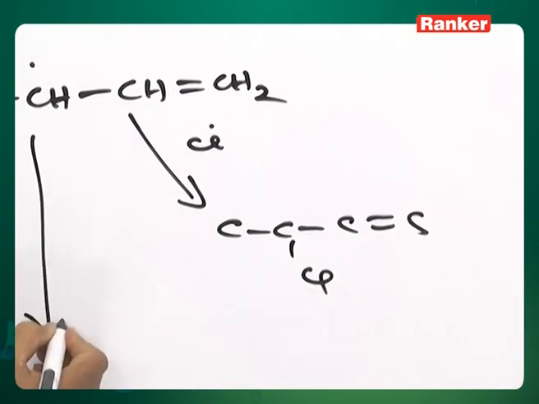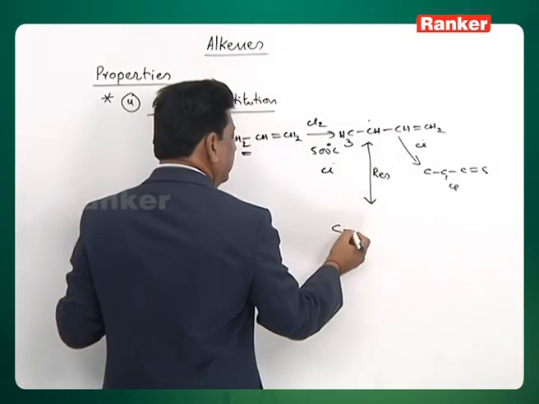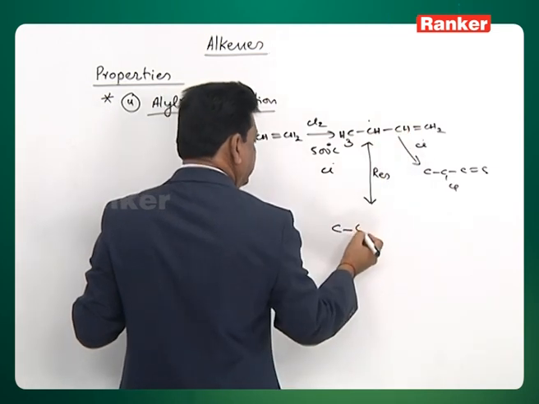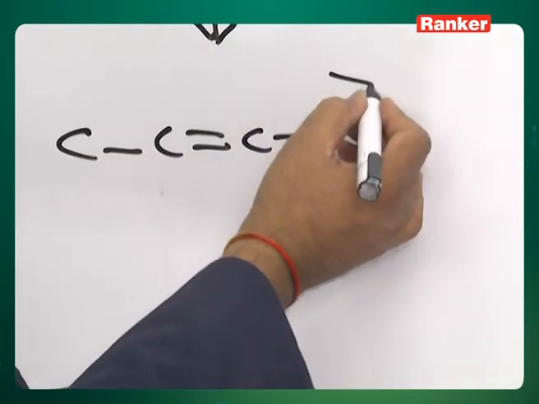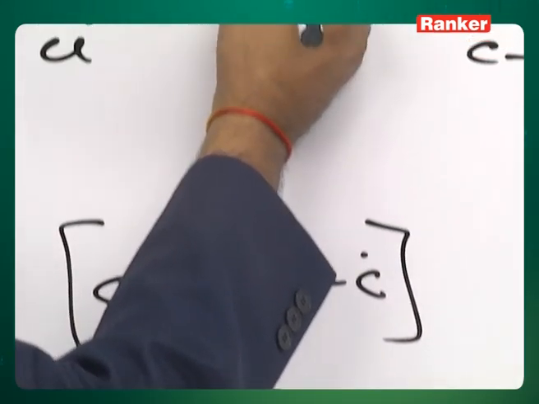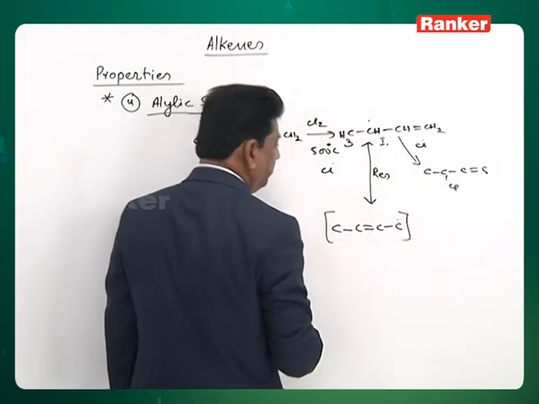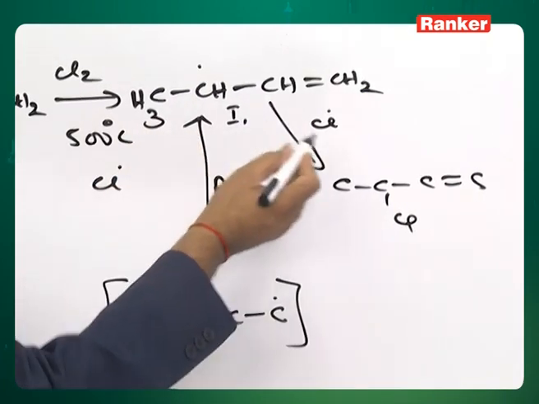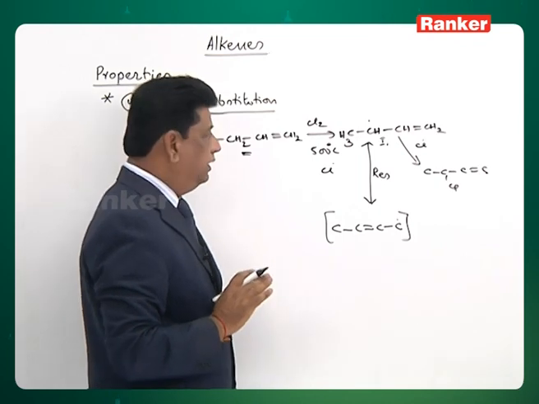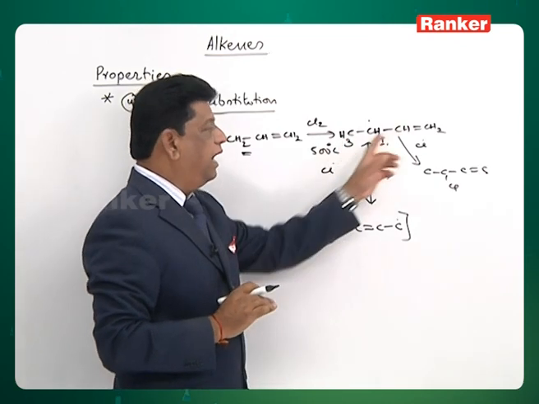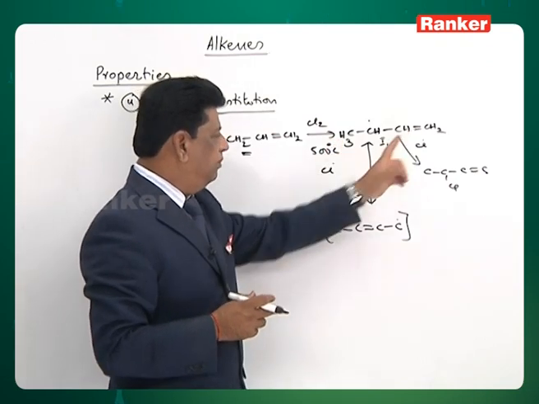But if this intermediate undergoes resonance, then what happens? The double bond will come to the center and the dot goes to the terminal. This is another intermediate. Let us call this intermediate 1: step 1 gives the intermediate, step 2 gives the product. After getting step 1, instead of step 2, it undergoes a resonance, not a rearrangement. What is the difference? Rearrangement means atoms dislocate from one place to another, jumbling. That jumbling is not there.